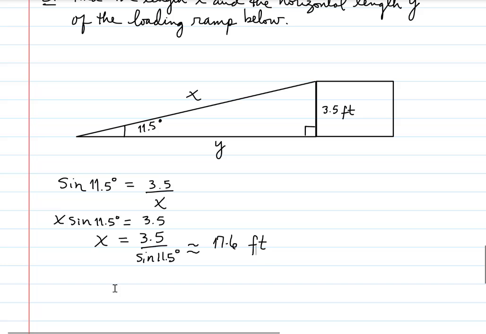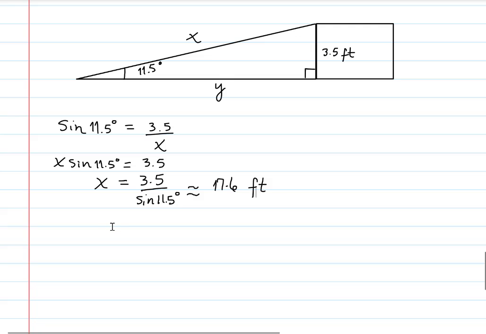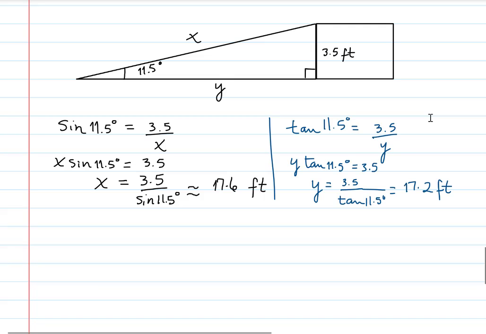Now in the same way, we can find the y. For the y, we can do the same idea, or since you already have x, you can also use the Pythagorean theorem and get a good approximation of it. But just so that we can practice these trig functions, we're going to do it with the trig function. So there we have 17.2 feet.